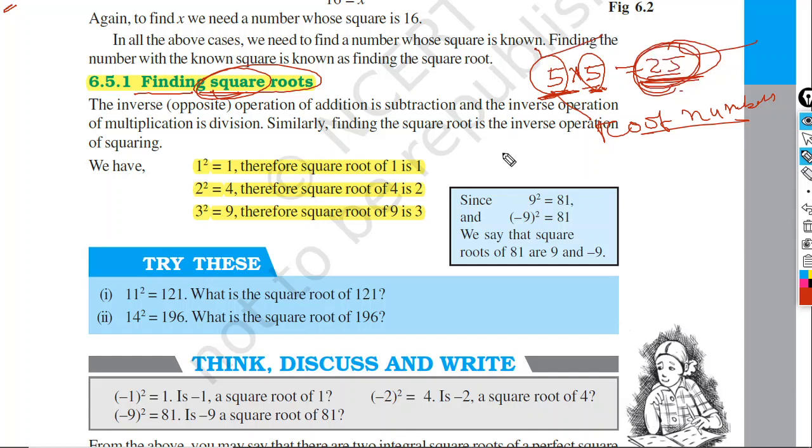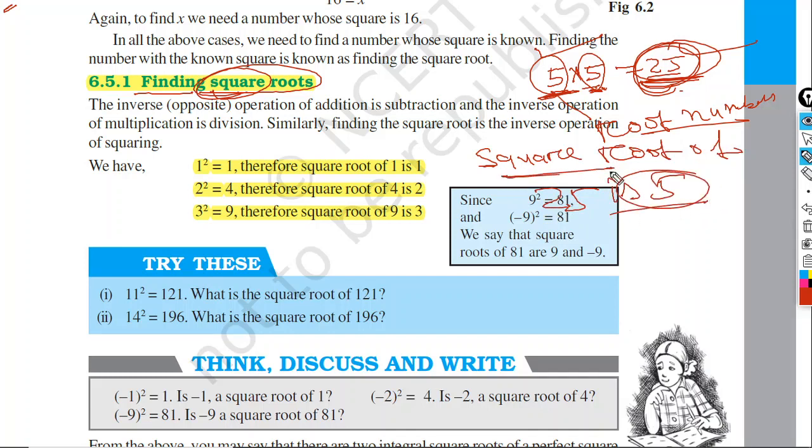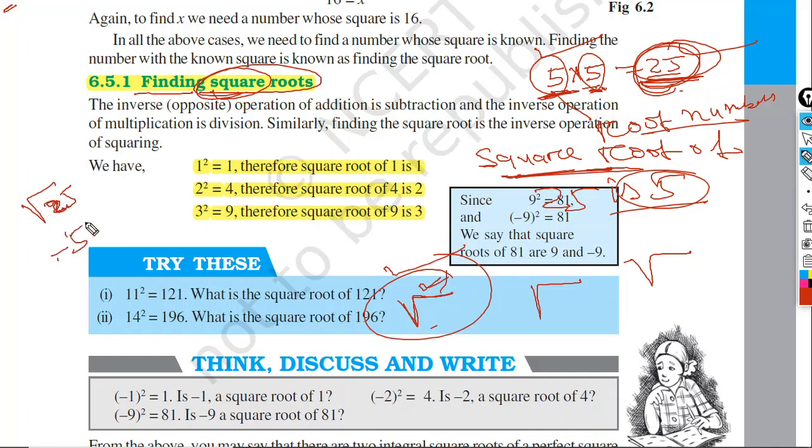Therefore we can say square root of 25 is 5. In short, square root has a symbol. The symbol is like this. Okay, this is the symbol. So we write this square root in the symbolized form. We can write it like this: square root of 25 is equal to 5.